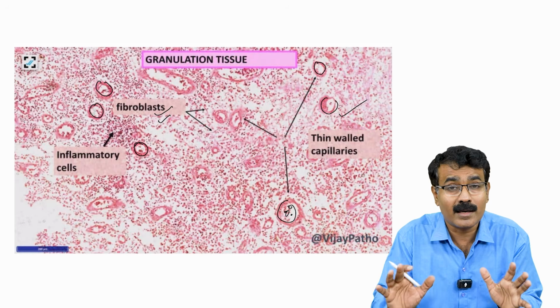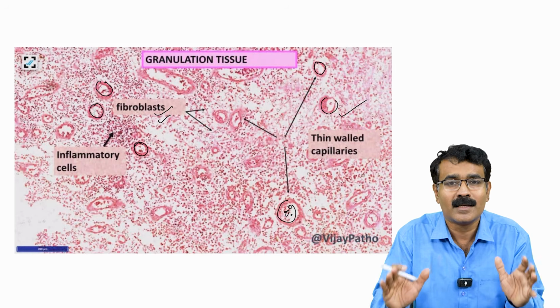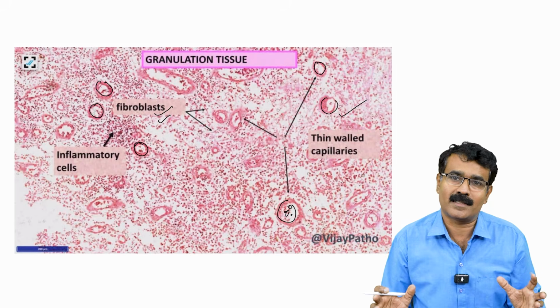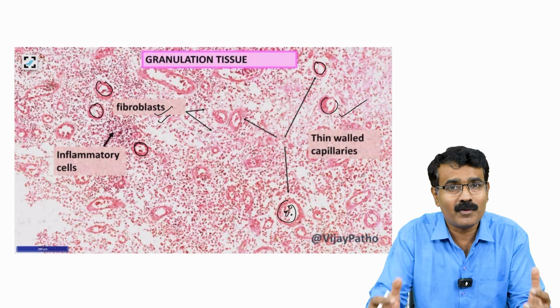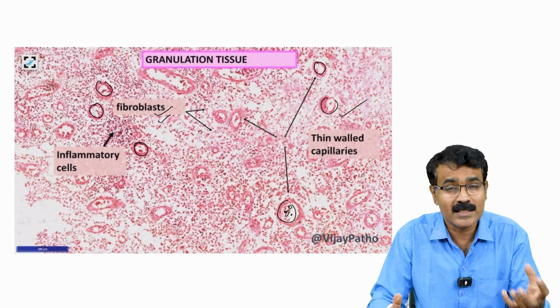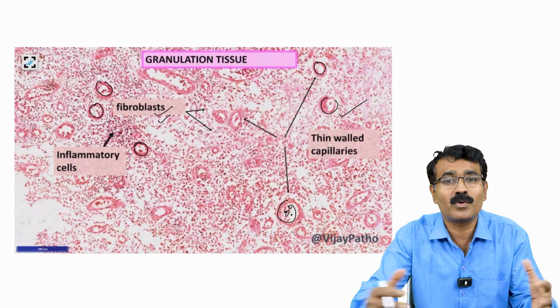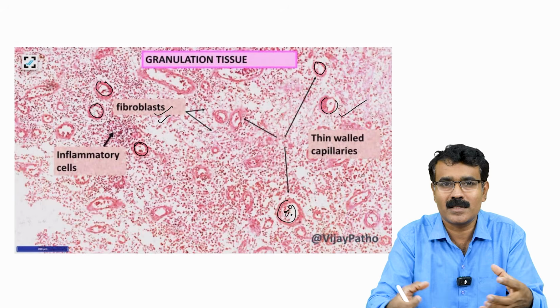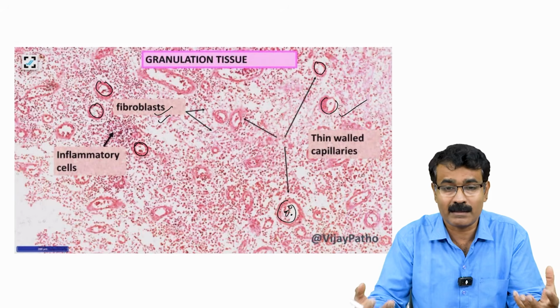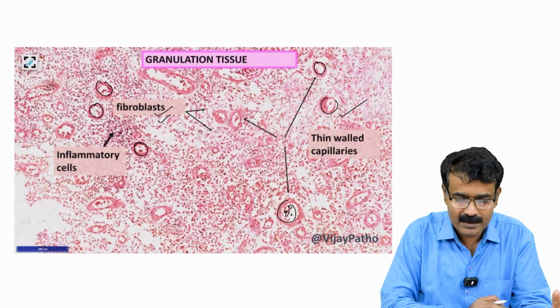Another important aspect of granulation tissue is the presence of inflammatory cells. This is a hallmark of chronic inflammation, so you have to find the inflammatory cells. And what are these inflammatory cells? It can be acute to chronic. Most often they are histiocytes, lymphocytes, and plasma cells. Sometimes neutrophils can be seen. These are the inflammatory cells.